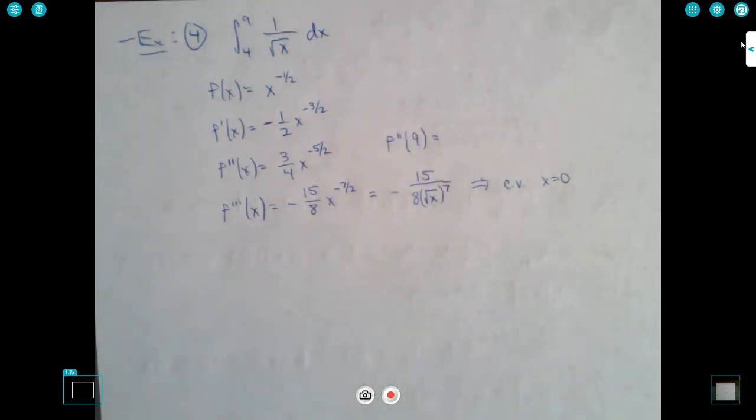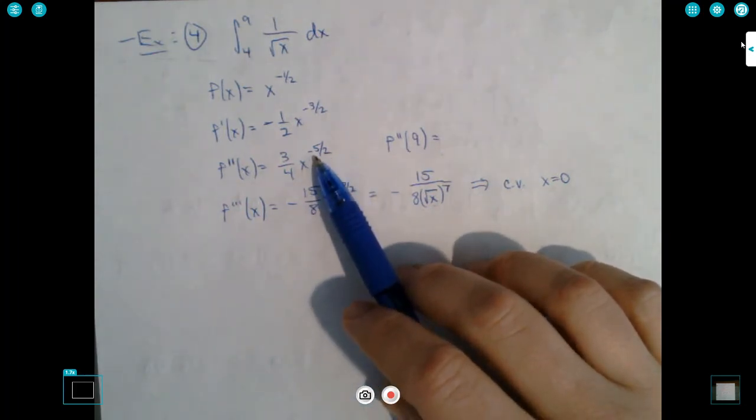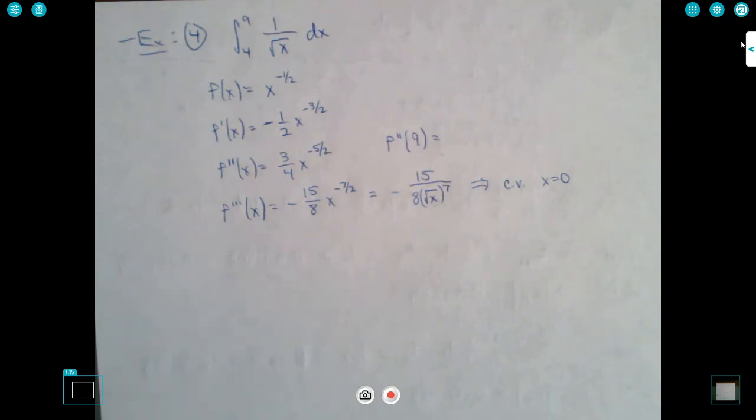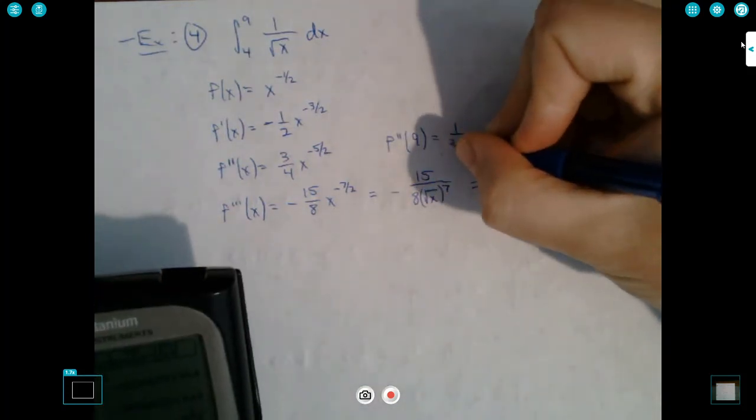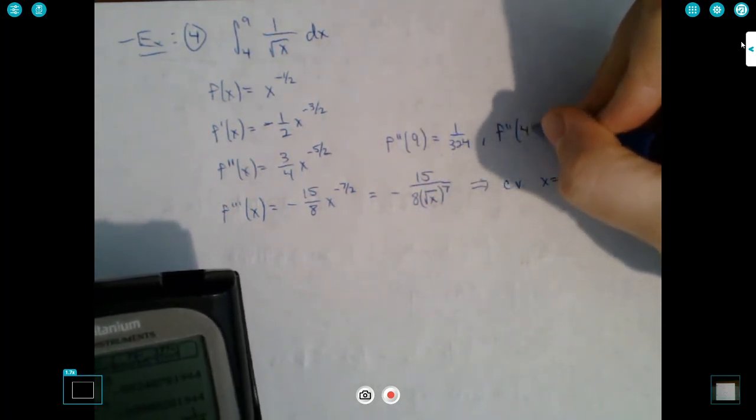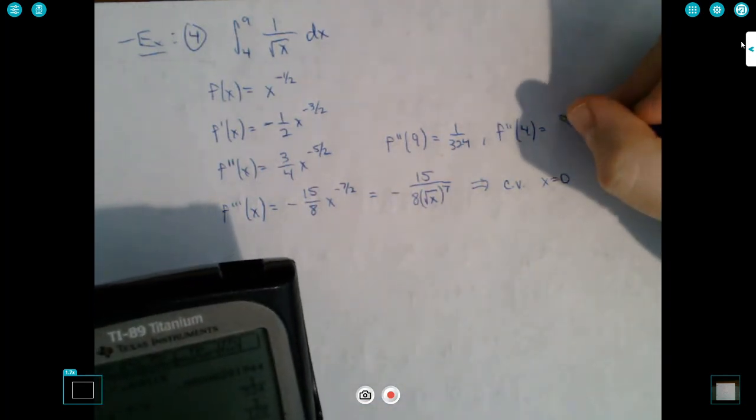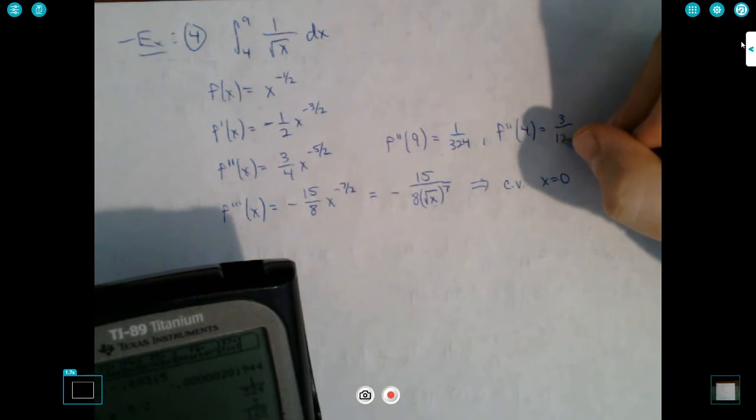goodness, I'm just going to punch this into my calculator. I mean, square root of 9 is 3. 3 to the 5th is, I don't know, something. So 3/4 times 9 to the negative 5/2 is 1 over 324. Okay, f double prime of 4 is, if I go back and put 4 in there, 3 over 128.